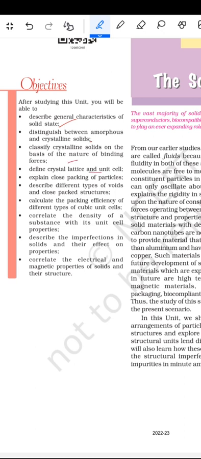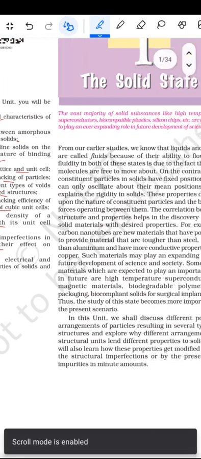define the crystal lattice and the unit cell, explain the close packing of the particles, describe the different types of the voids and the close packed structures, calculate the packing efficiency of the different types of the cubic unit cells, correlate the density of a substance with its unit cell properties, describe the imperfections in the solid and their effect on the properties, and correlate the electrical and the magnetic properties of the solid and their structure.